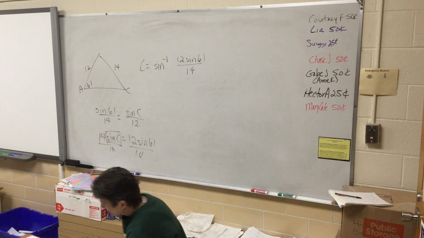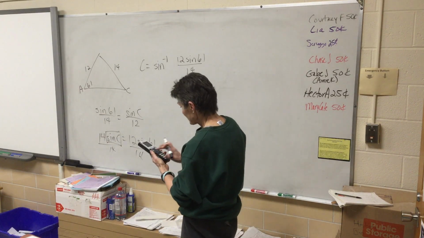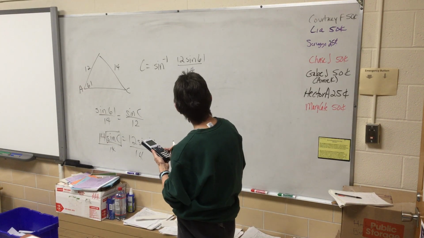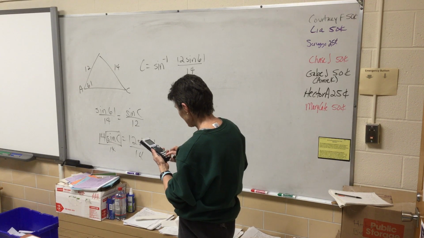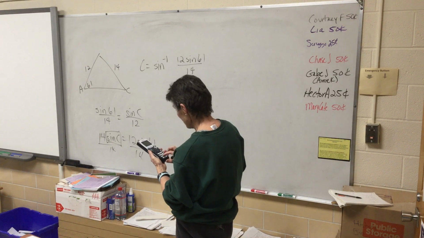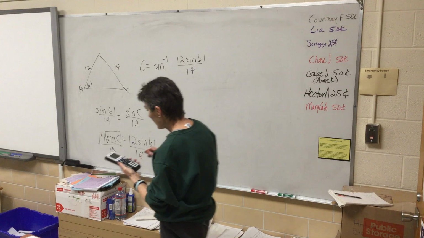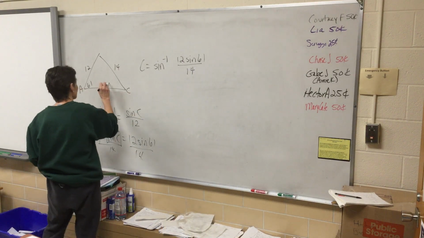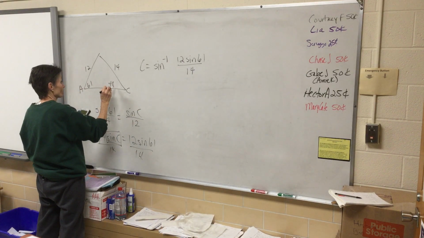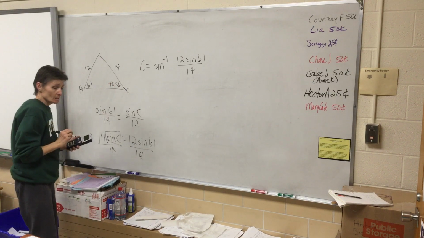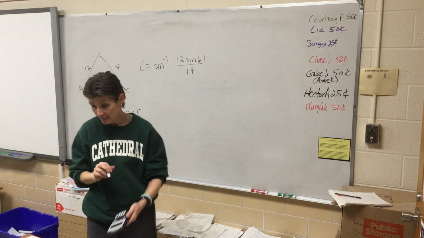All right, so let's see if we get an answer. Second sine of 12 sine 61, close parentheses, divided by 14. Whoa, I got an answer, did you? So that means there's at least one.